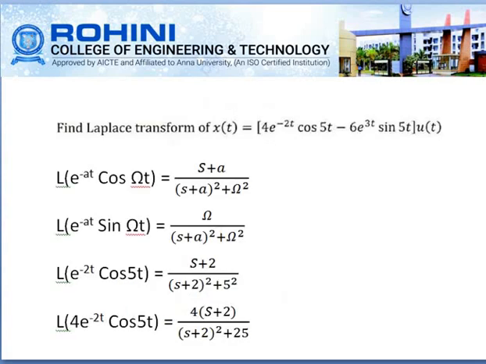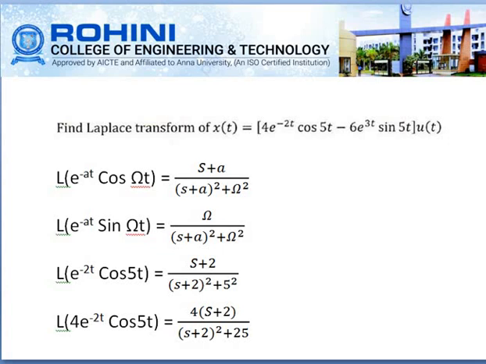Next problem: find the Laplace transform of x(t) equal to 4 e^(-2t) cos 5t minus 6 e^(3t) sin 5t, times u(t). So, solution: this problem is solved by using the general expression formulas. The Laplace transform of e^(-at) cos omega t is (s+a) by (s+a) the whole square plus omega square. Similarly, the Laplace transform of e^(-at) sin omega t is omega by (s+a) the whole square plus omega square. So here the Laplace transform of e^(-2t) cos 5t is (s+2) by (s+2) the whole square plus 5 square.